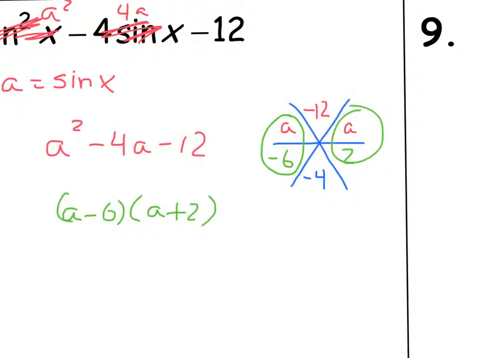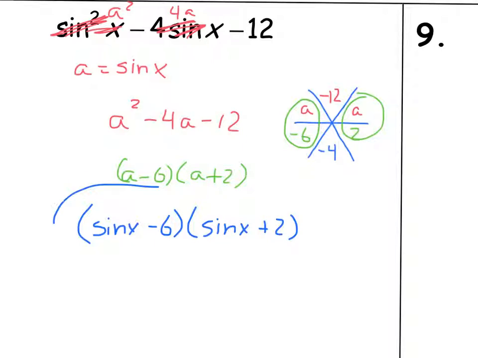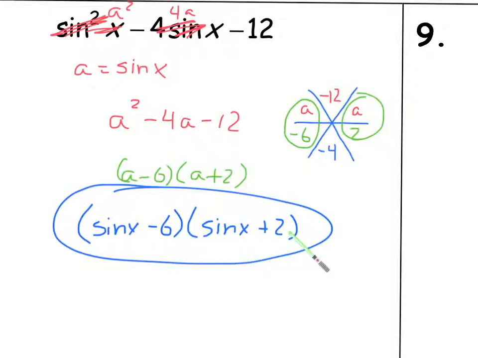Now what's the value of a? Sine of x. It's sine of x. So now let's substitute back in. Sine of x minus 6 and sine of x plus 2. And we know we're done because it is a multiplication problem. It is something times something.